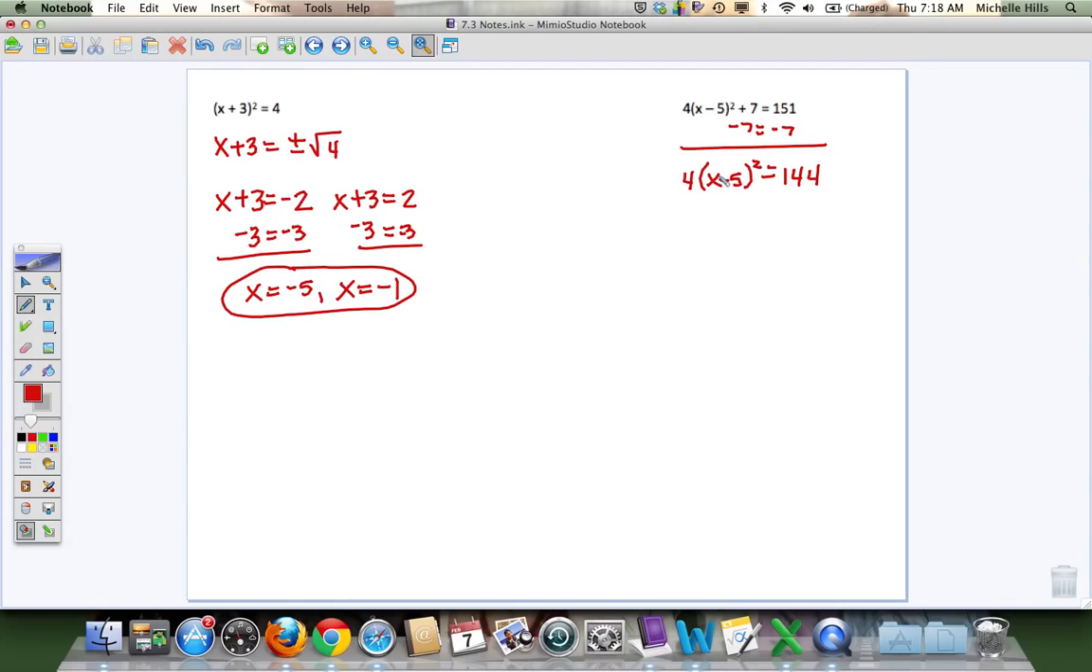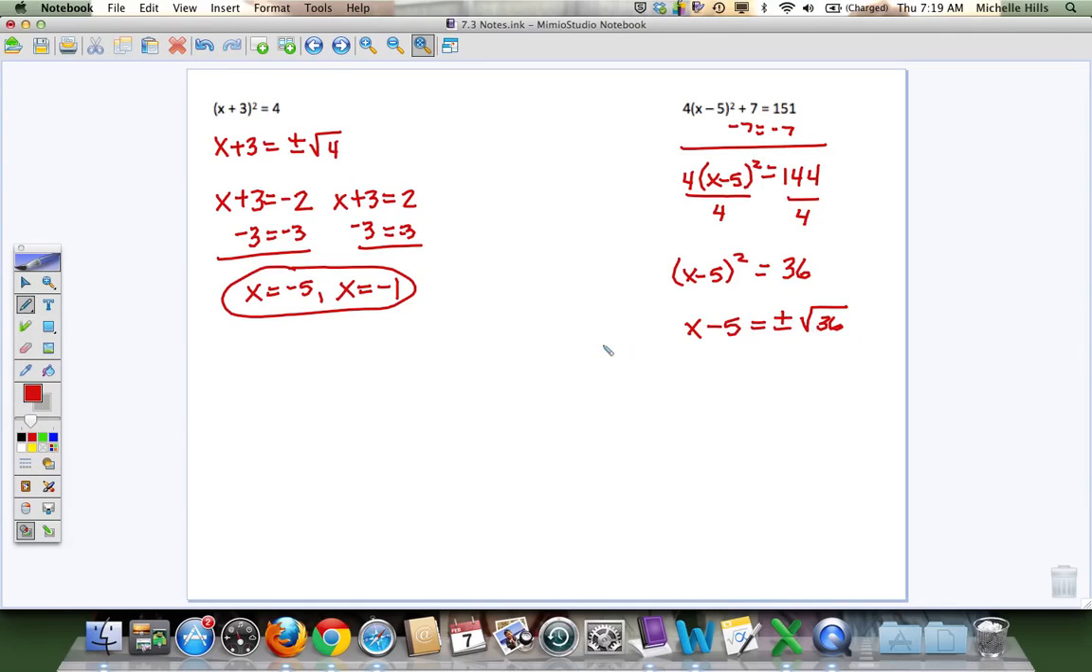Again, I can't distribute to get rid of that 4, but now I can divide both sides by 4 to get the thing that's being squared by itself. The x minus 5 squared is by itself on one side, and then 144 divided by 4 is 36. Once the x minus 5 is being squared by itself, now I can square root both sides. The left becomes x minus 5. The right becomes both the positive and negative square root of 36.